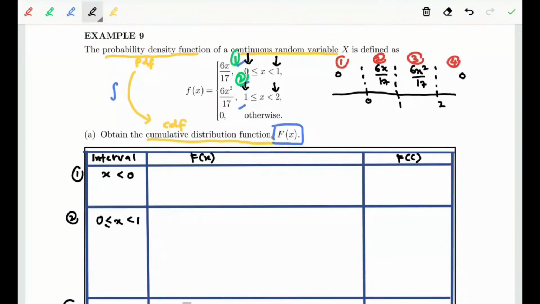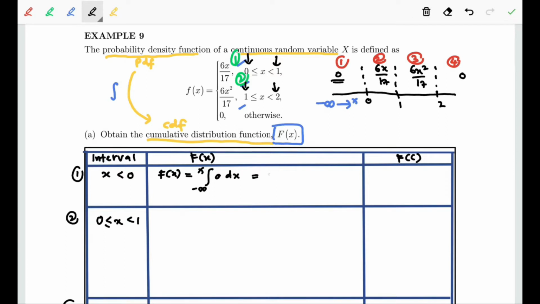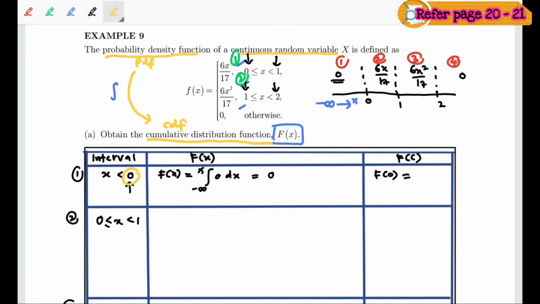Okay, so then we are going to continue with finding the CDF. For the first interval, the capital F of x should equal the integration from negative infinity until x. The function that should be written here is 0, so integration of the 0 function will give you 0. The next column is finding F of c. F of c is actually the upper limit for that interval. Since this is x less than 0, this is the upper limit, so we are going to find F of 0.